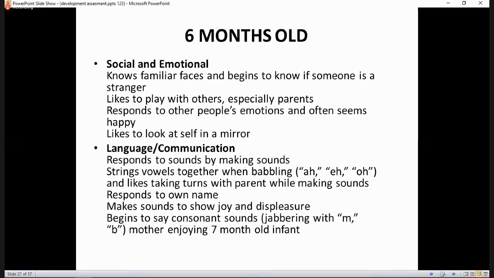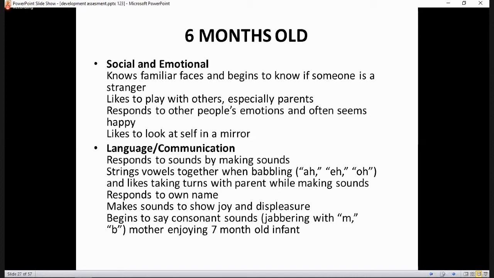Now come to the 6-month-old child. Knows familiar faces, begins to know if someone is a stranger. Likes to play with others, especially the parents, and responds to other people's emotions and often seems happy. He also likes to see himself in the mirror.